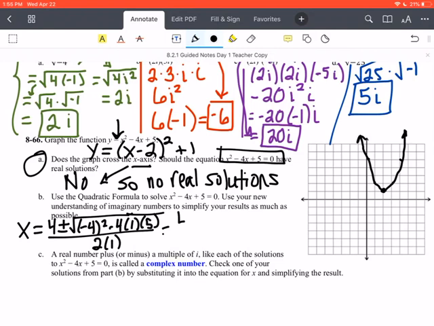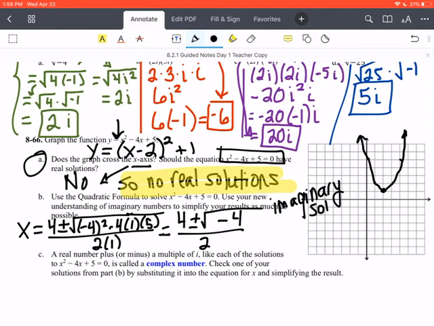So then we have 4 plus or minus the square root of 16 minus 20. Okay, 16 minus 20 is negative 4, over 2. So at this point, up to this day in Algebra 2, we would say that there are no real solutions, which we obviously knew. But now through this chapter, we can say that there are imaginary solutions when you see the negative under the square root.